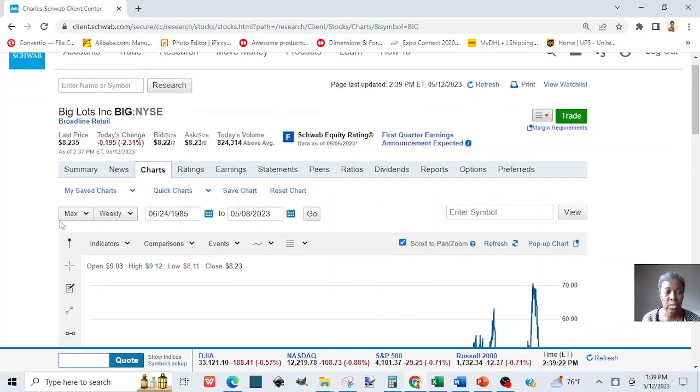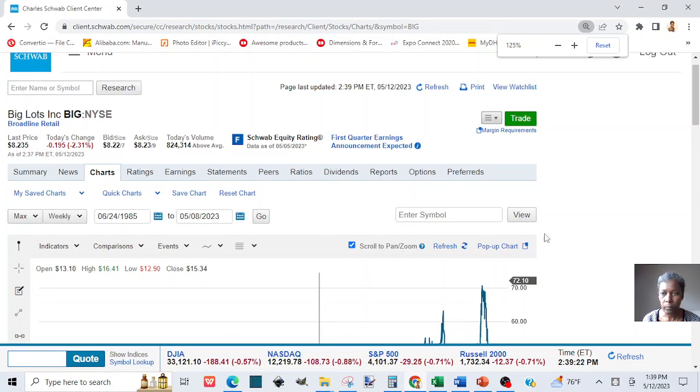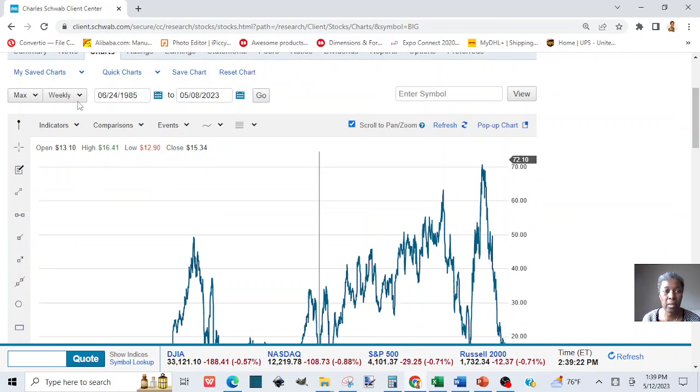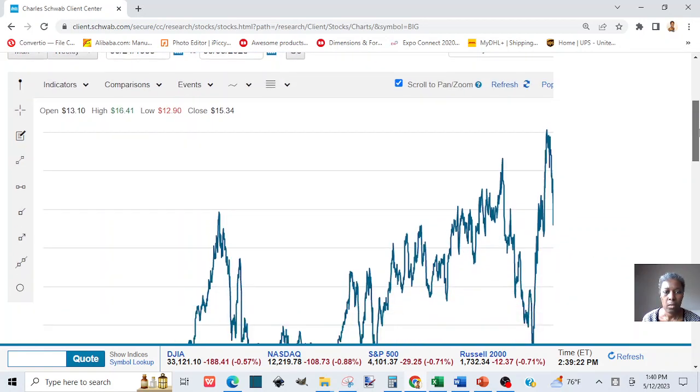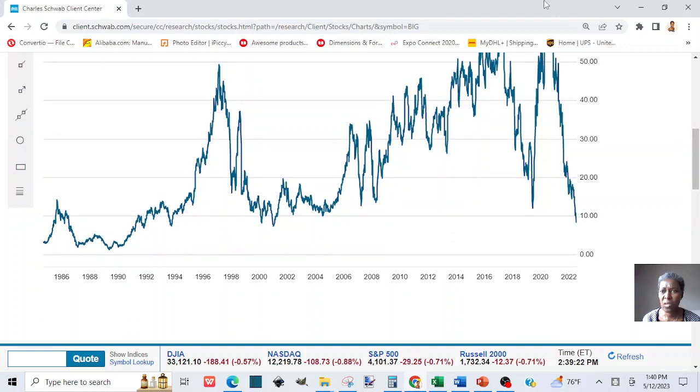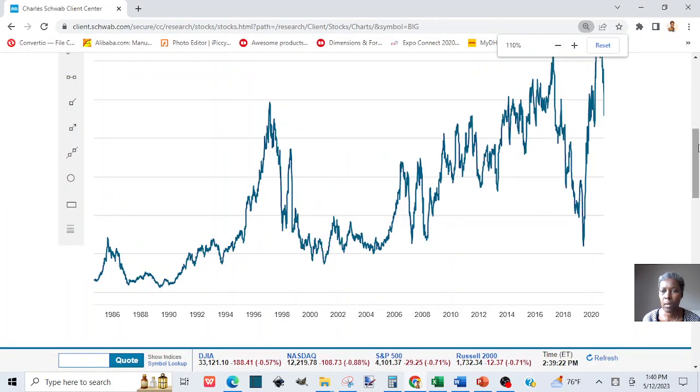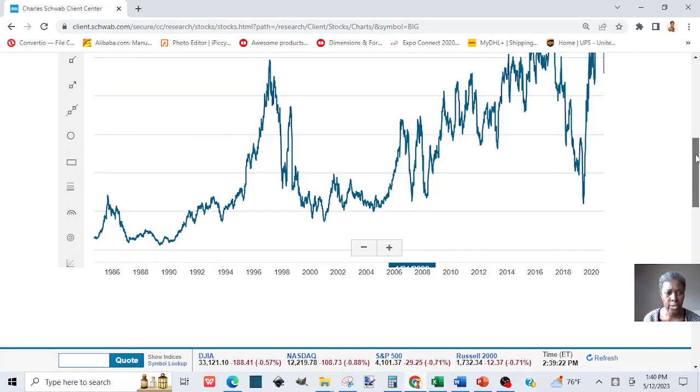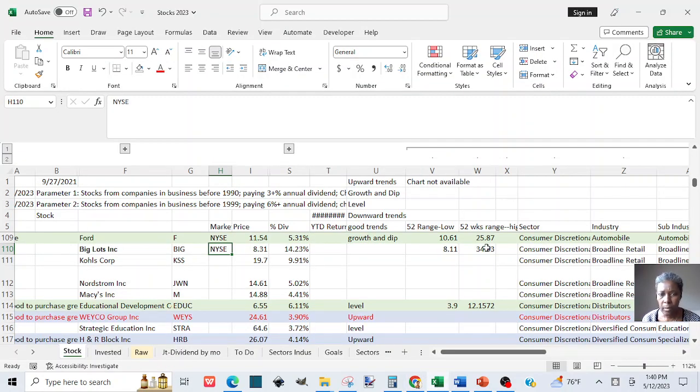So it's showing us maximum. If you do not see maximum, you might need to click on the drop down menu and select it. But we have maximum. So now let's look at the year. 1986. That's okay. So you'll go to your spreadsheet and put 1986.